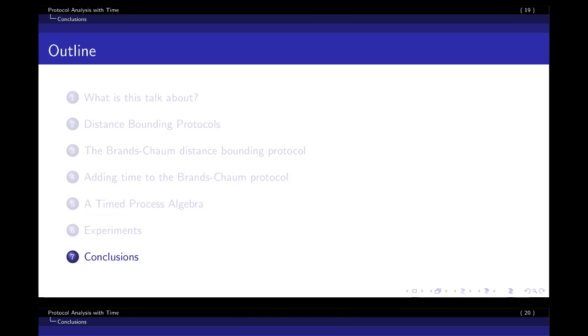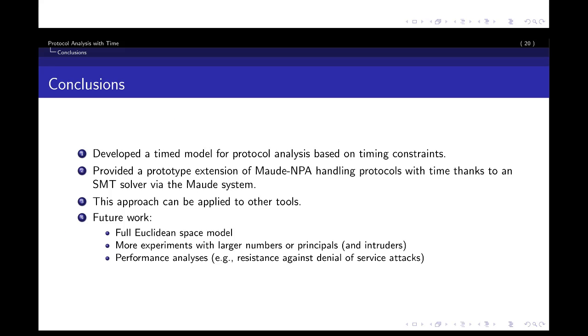Okay, and to finish the presentation, we have the conclusions. We have 3 major conclusions about this research. The first one: we have developed a timing model for protocol analysis based on timing constraints. The second one: we have provided a prototype extension of Maude-NPA to handle protocols with time, thanks to the SMT solver via the meta-level. The third one: this approach should be applicable to other tools that support constraint handling.